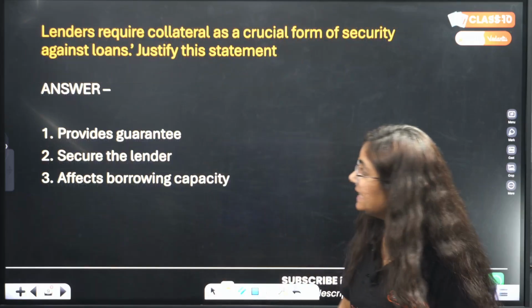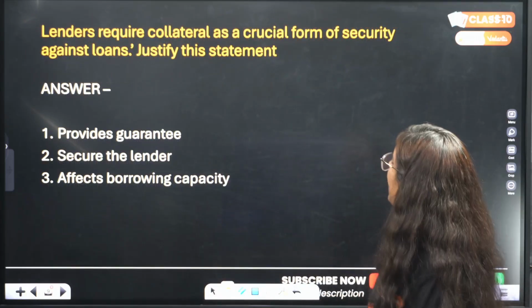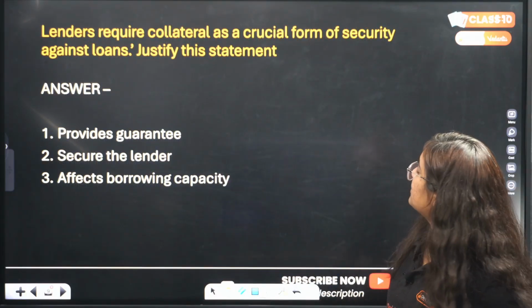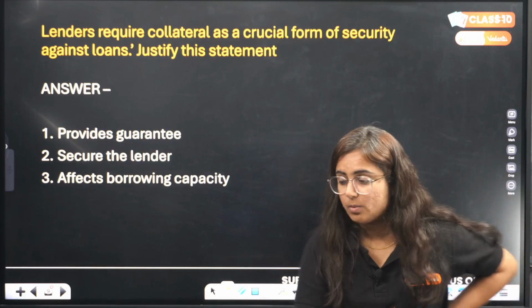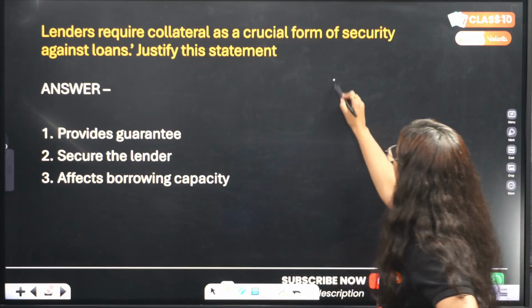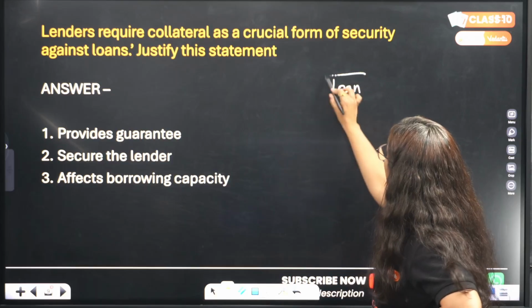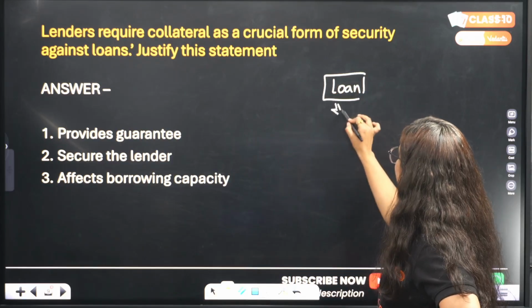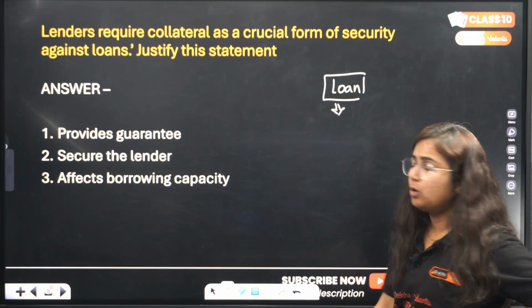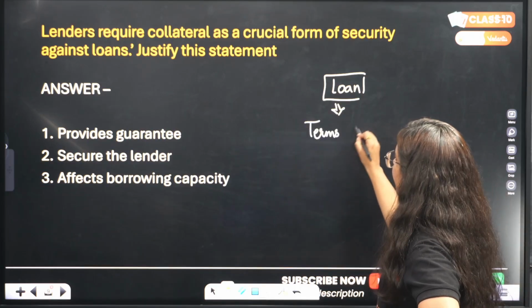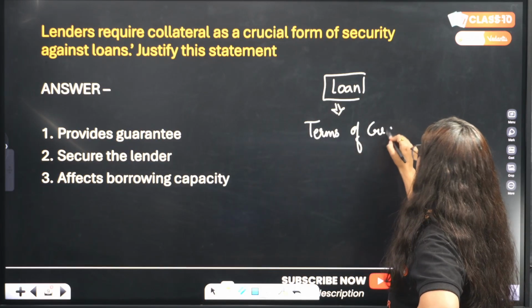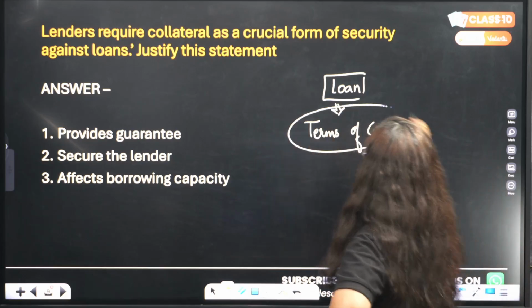Bye. Next question. Lender requires collateral as a crucial form of security against loan. Justify that statement. Whenever you go and ask for a loan from the bank, they will say, I will give a loan, but I have certain terms of credit.